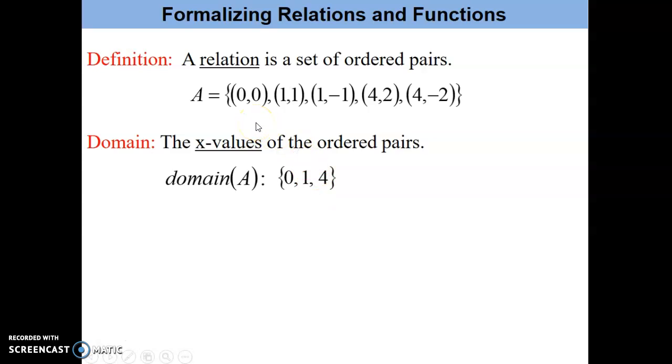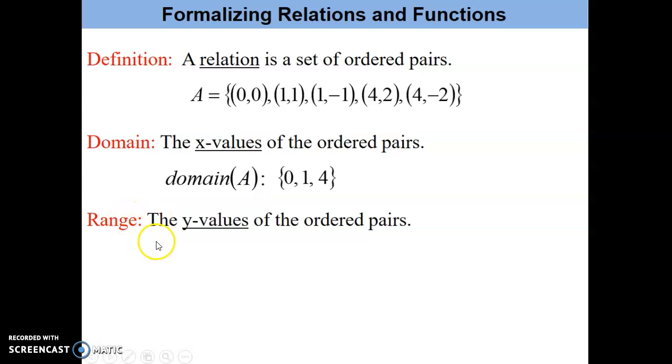Now, if you were listening a moment ago, I said 0, 1, 1. There were two positive 1s in the x values, but we only wrote it once. The reason for that is because we don't repeat x values when we list them as the domain. Same with the 4s. There were two positive 4s. We only need to write it down one time.